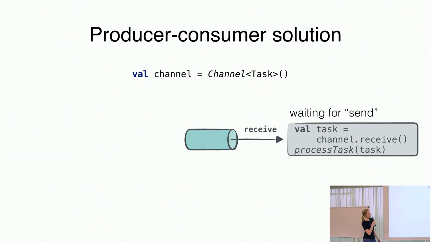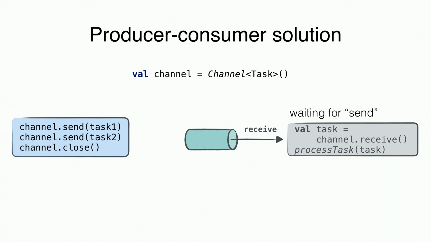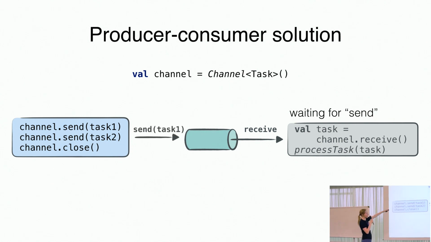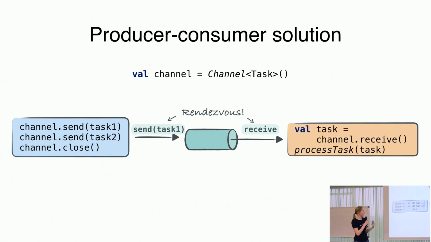Now it suspends. Then, say the producer coroutine starts and sends the first task to the channel. Now the rendezvous happens. Send and receive calls meet in time, and an element can be passed to the consumer coroutine. So the consumer coroutine is resumed. They can be run in parallel, so we don't know what happens first, but let's say it resumed.